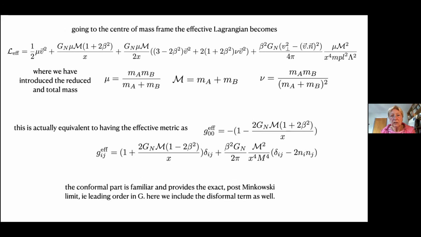And we can make it into an effective one body problem by going to the center of mass frame, introducing the reduced mass, m_A m_B over m_A plus m_B, the total mass, and the ratio of the reduced mass to the total mass squared, which is called nu. So the effective Lagrangian is a bit easier. Reduced mass, v squared.